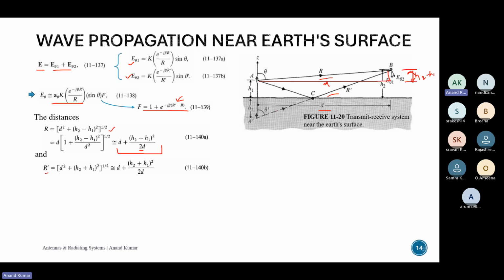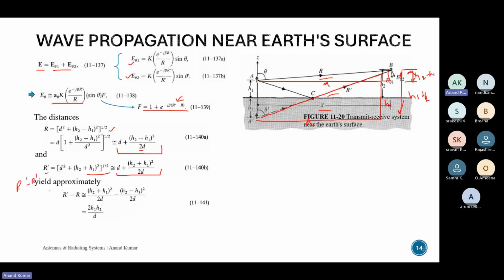So this is r dash, right? This r dash is this big triangle, and this triangle has this base as d, and this is h1 plus h2. So this entire thing is h1 plus h2, and hence by using binomial expansion, we can write it like this: d plus (h2 plus h1) whole square by 2d. And now calculating r dash minus r, we can write it as this expression, and this simplifies to 2 h1 h2 by d. So we have r dash minus r now.